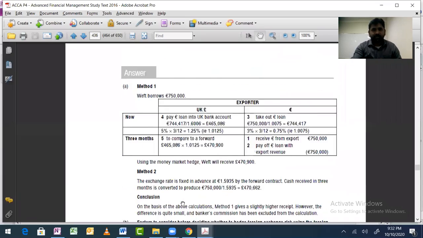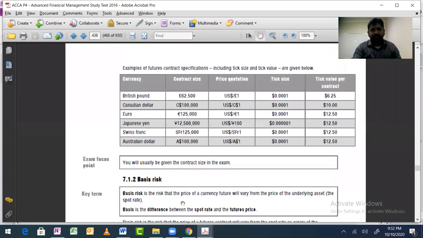One last thing, let me see if I can get that. There is a chart here, example of future contracts. See, you have all the contracts. Where is dollar? Everything is against dollar. See, price quotation is dollar per pound. So for 1 pound, the rate is where it is, and tick size and all that is given. See, contract size. One contract means 62,500 pounds.